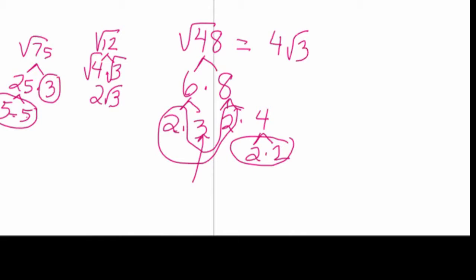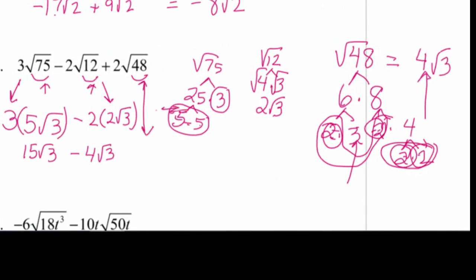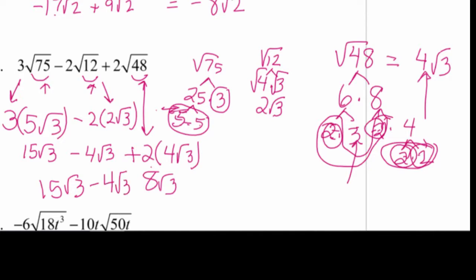So remember, we took 1 2 out from this square root and 1 2 out from this square root and 1 2 out from this square root, and that gives us the 4, and the 3 is extra. Here we have plus, so here we have 2 times 4 square root of 3, and this is 8 square root of 3. Okay, so 15 square root of 3 minus 4 square root of 3 plus 8 square root of 3 is equal to, so 15 minus 4 is 11, and 11 plus 8 is 19 square root of 3.